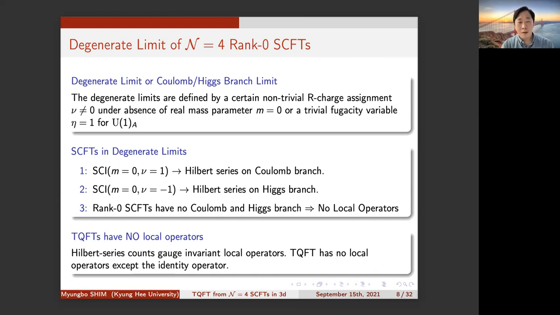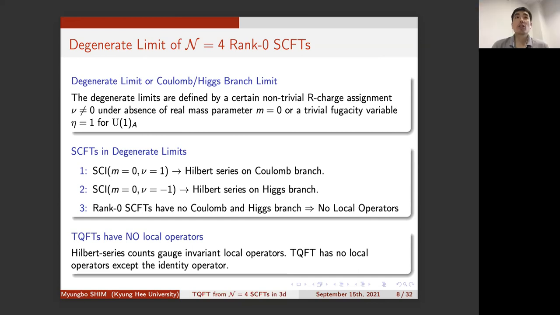And since the superconformal index in the degenerate limit yields the Hilbert series of the Coulomb or Higgs branch, this is why the degenerate limits can be called the Coulomb branch limit or Higgs branch limit. For the rank-0 superconformal field theory, there is no Coulomb and Higgs branch. This means no local operator except the identity operator.